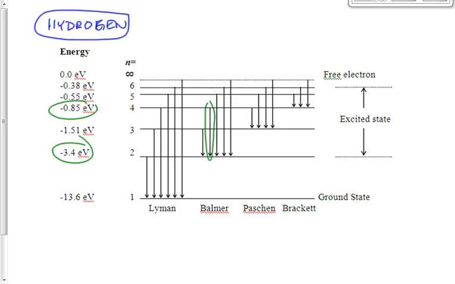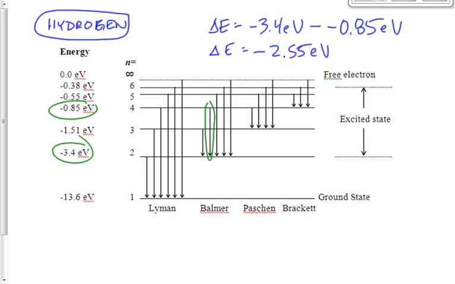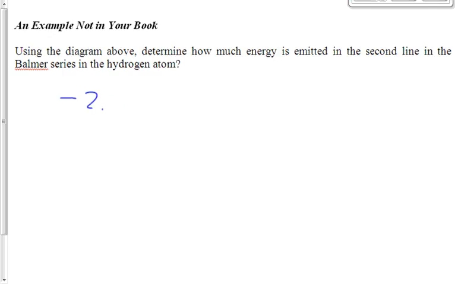So let's do this. The difference in energy between those two numbers is negative 3.4 electron volts, subtract negative 0.85 electron volts. Don't forget to subtract the negative. So the difference in energy is negative 2.55 electron volts. Technically, the energy released would be 2.55 electron volts. We wouldn't say negative, but we're not going to run into an issue where that's a problem. So we release 2.55 electron volts of energy.